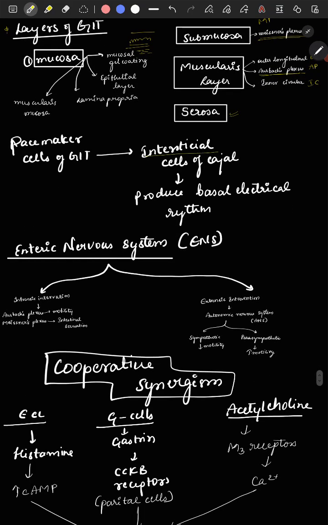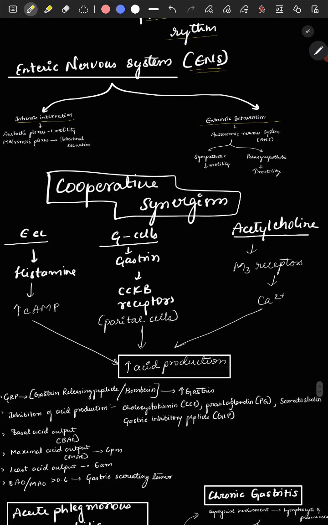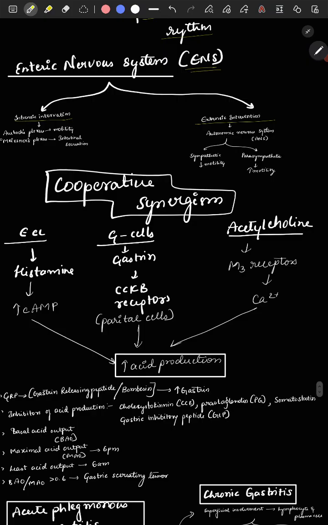What are the pacemaker cells of GIT? The pacemaker cells of GIT are also called interstitial cells of Cajal, which produce the basal electrical rhythm. The enteric nervous system has 2 parts: intrinsic innervation and extrinsic innervation. The intrinsic innervation is Auerbach's plexus, which controls motility. The Auerbach's plexus is present between the outer longitudinal and inner circular muscular layers in muscularis. And Meissner's plexus controls intestinal secretion. Meissner's plexus is present in submucosa.